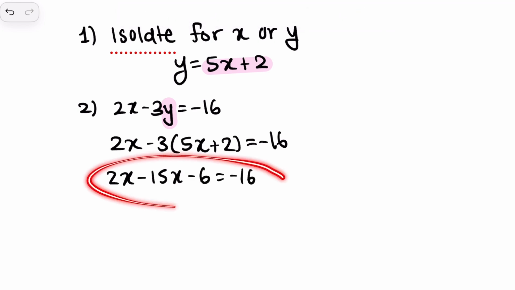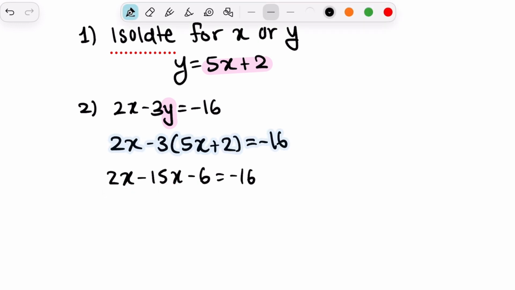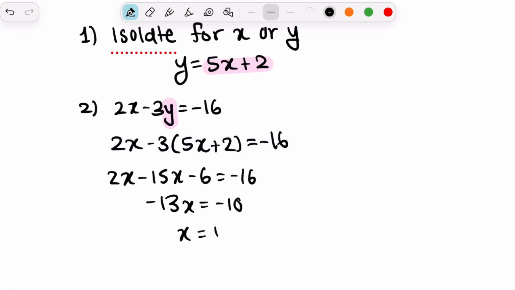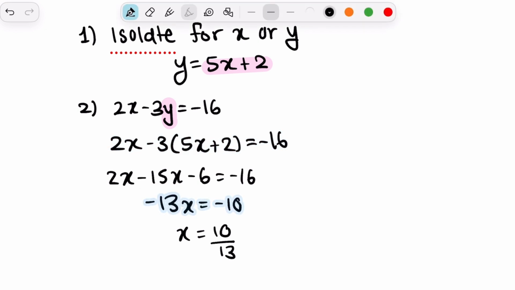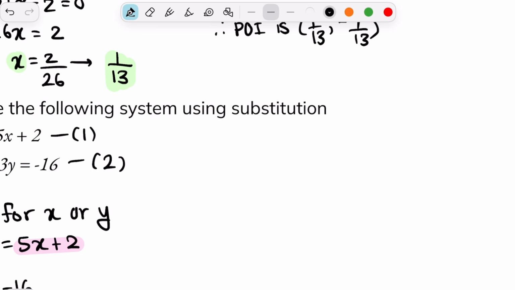So now if you look, we don't have any y's anymore, we have only x's, which is what we want, right? We only want one variable. So here we have negative 13x is equal to negative 10. So x here is going to be positive 10 over 13, because we have negative 10 divided by negative 13. So we found our x value for our point of intersection, right? Because our point of intersection has an x and a y value, and we found x.